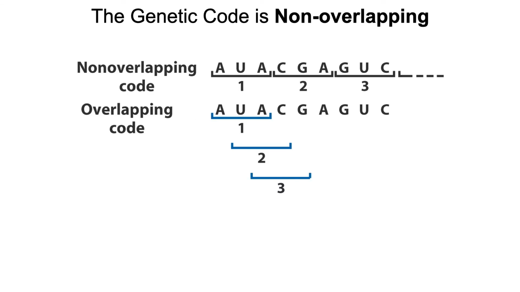Let's take a look at the rules of the genetic code. Number 1, it's non-overlapping, meaning every base within a messenger RNA is only in one codon. So this A is only in codon 1, this U is only in codon 1, this A is only in codon 1. Contrast that with an overlapping code, in which some bases would be in more than one codon. This A here would be in codon 1, codon 2, and codon 3. But that's not the case. The genetic code is non-overlapping.